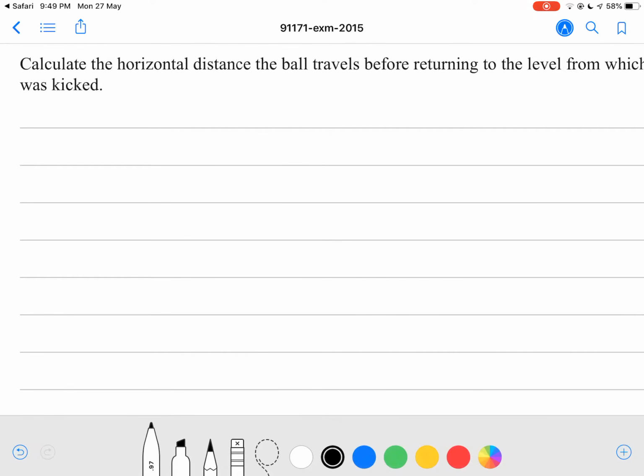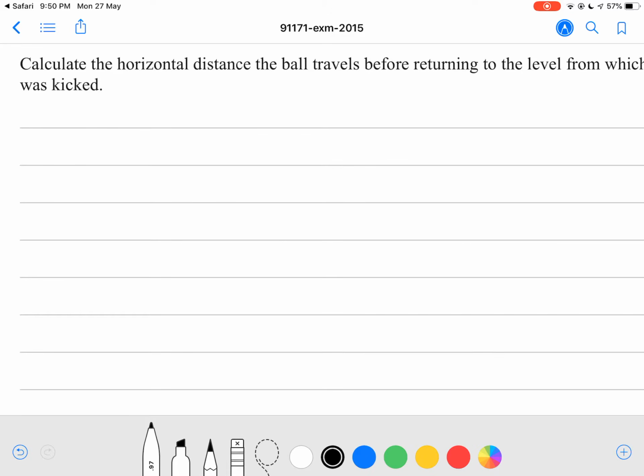Basically, we know the horizontal component remains constant. And because the horizontal component remains constant, all we have to do is figure out the total time of the flight, and we can multiply the total time of the flight with the horizontal velocity, and that will give us the distance. Because the horizontal velocity is always constant, it's only based on how much time the ball is in the air for.